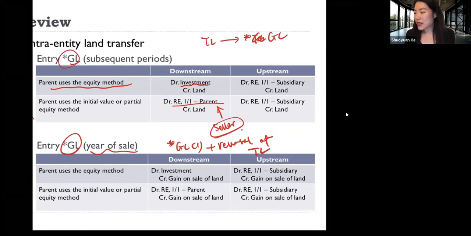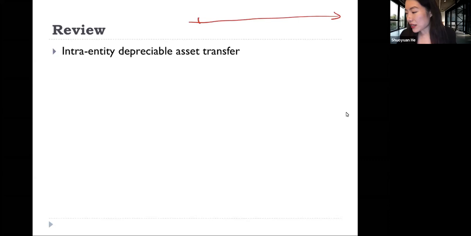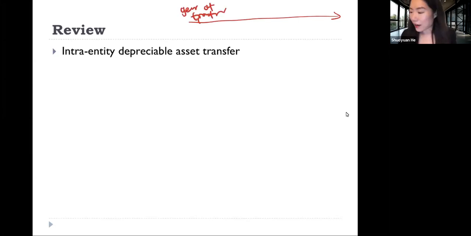And regarding intra-entity depreciable asset transfer, we have basically 3 general consolidation entries. In the year of transfer, we have the TA entry and the ED entry. And these 2 entries get carried over to the next year. It becomes the star TA entry. And in the second year, we also need to record another ED entry. And these 2 entries get carried over to the following year, the third year.